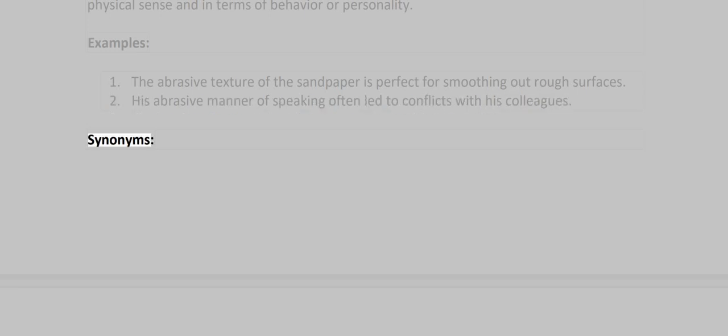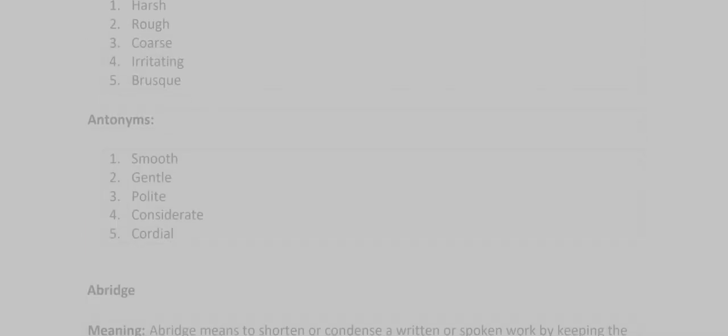Synonyms. 1. Harsh. 2. Rough. 3. Coarse. 4. Irritating. 5. Brusque. Antonyms. 1. Smooth. 2. Gentle. 3. Polite. 4. Considerate. 5. Cordial.